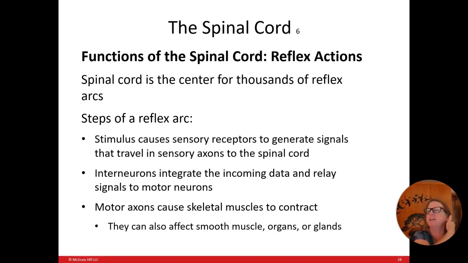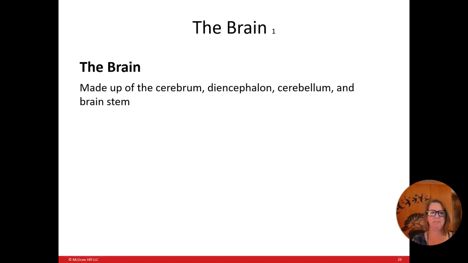and then we have the reflex. So that might be the patellar reflex or the one in your heel. There's one at the bottom of your foot, and there's all these reflexes. So essentially what happens is that the reflex is bypassing the trip all the way up the spinal cord to the brain and back out. So it just goes sensory neuron, interneuron, motor neuron, and we have our effect.